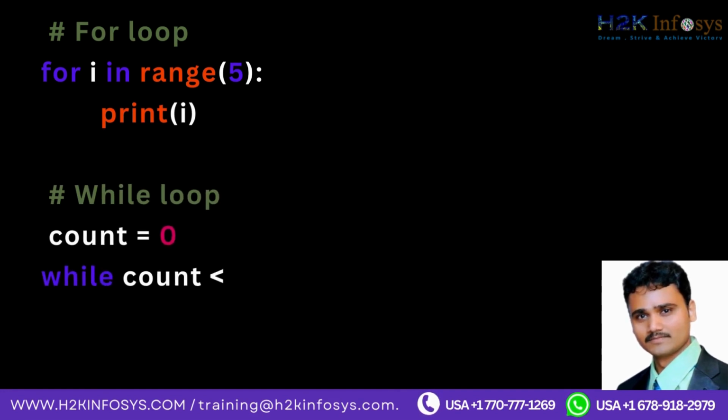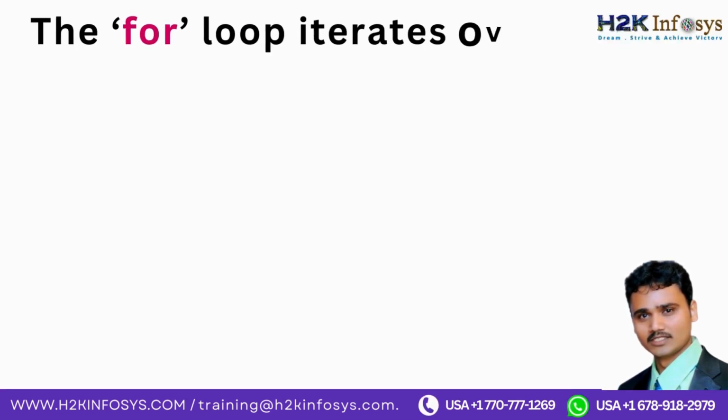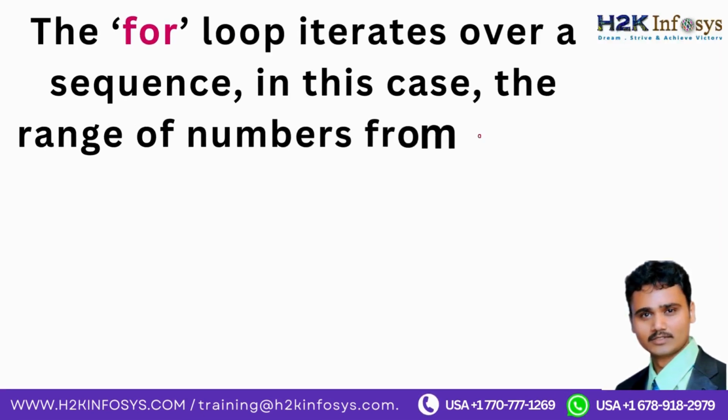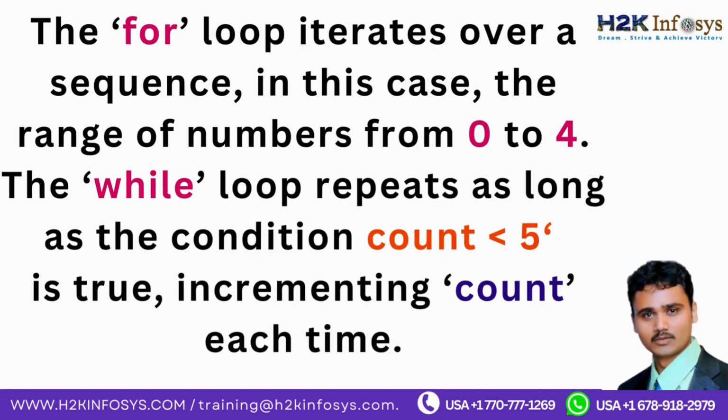While loop: count = 0, while count < 5: print count, count += 1. The for loop iterates over a sequence, in this case, the range of numbers from 0 to 4. The while loop repeats as long as the condition count < 5 is true, incrementing count each time.